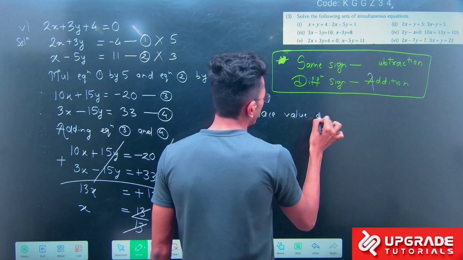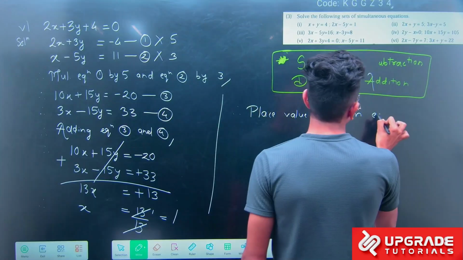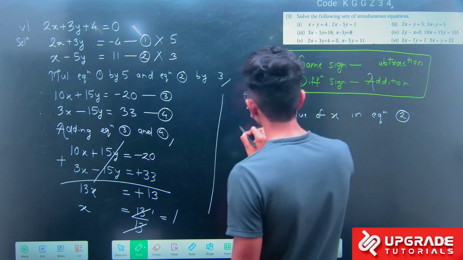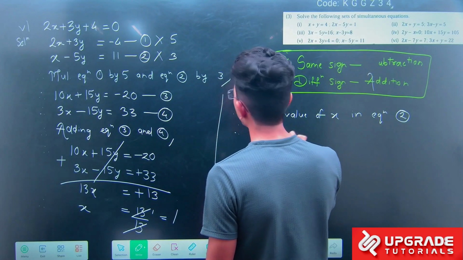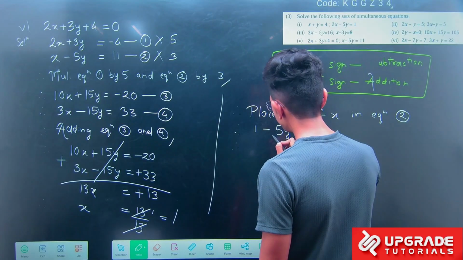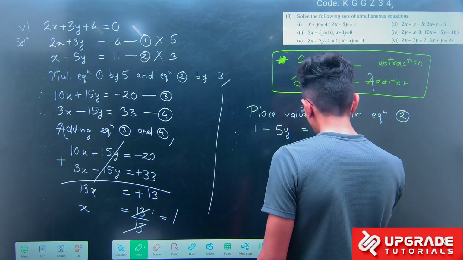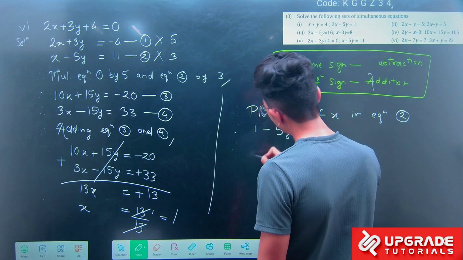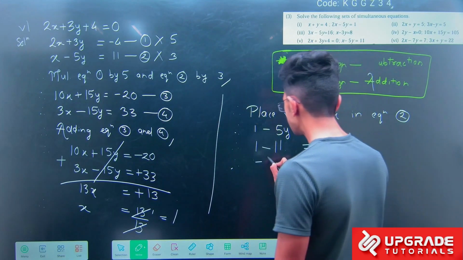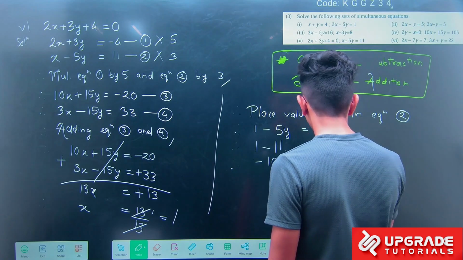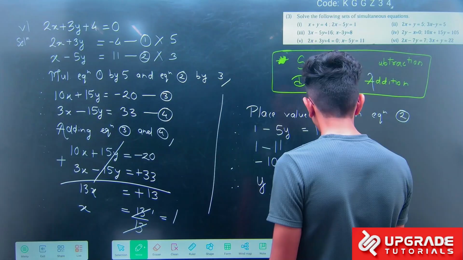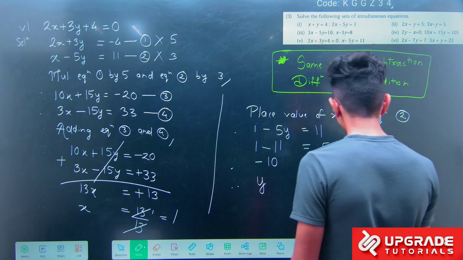Now therefore place the value of x in an equation. I'll place it in equation number 2. What is the value of x? 1 minus 5y is equal to 11. So now this minus 5y will go towards the right hand side and become plus 5y, and plus 11 will come towards the left hand side and become minus 11. 1 minus 11 is minus 10 is equal to 5y. Therefore y is equal to minus 10 upon 5. 5 twos are 10, so it is minus 2.